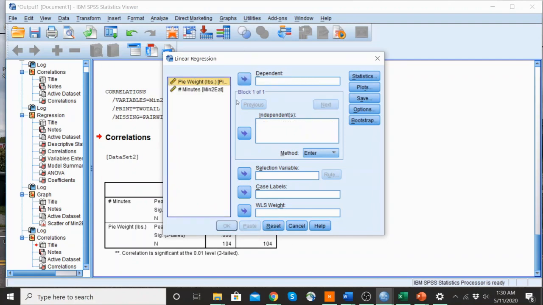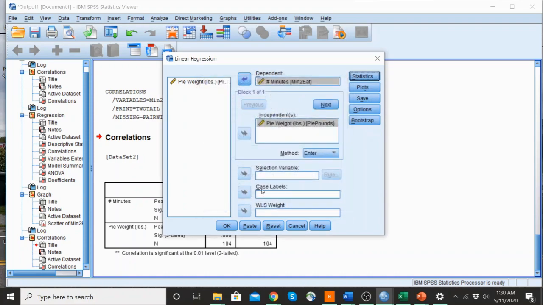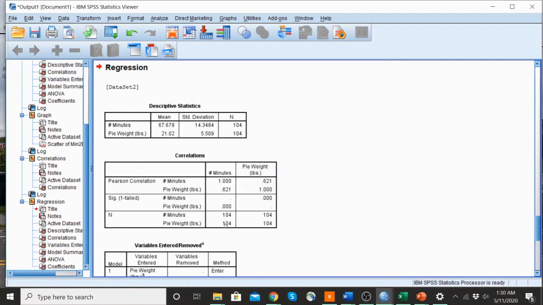I'm going to reset it. This is what it would look like when you open it up. And I want to put my pie weight, as we have already determined, as our independent variable, and the number of minutes it takes to eat as our dependent variable. I want to go into statistics. Now, estimates and model fit are always selected here. That's the default. I'm going to add descriptives. And I'm going to hit OK.